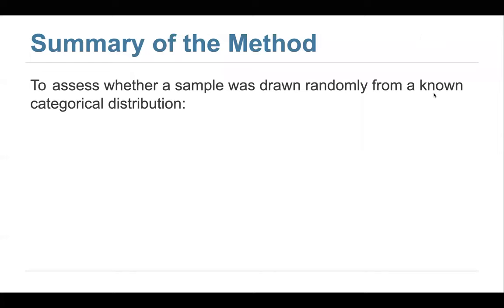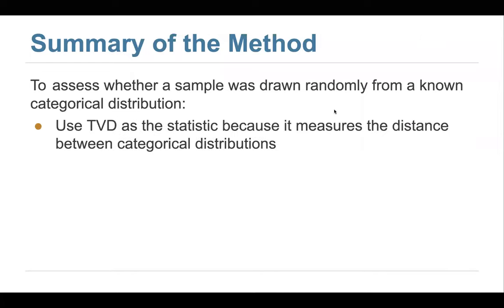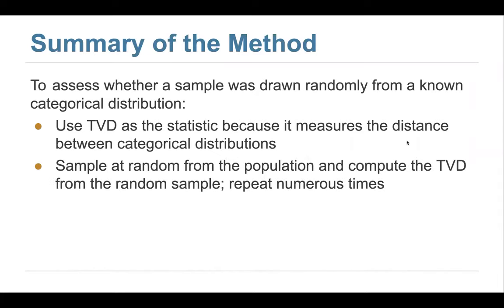And so again here, just summarizing what we did, we wanted to assess whether a sample was actually drawn randomly from some known categorical distribution, which is the eligible population. We chose TVD as a statistic because we wanted to measure the distance between what we observed and what the actual distribution should be, or what's claimed to be. And then what we said was, okay, so we know how different our actual sample is from the population, but now we want to understand how big is that? Like 0.14, what does that mean? Is 0.14 really a crazy number, or is that something we're going to see? Is it something we should expect?